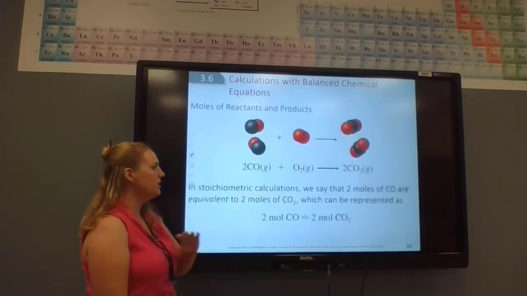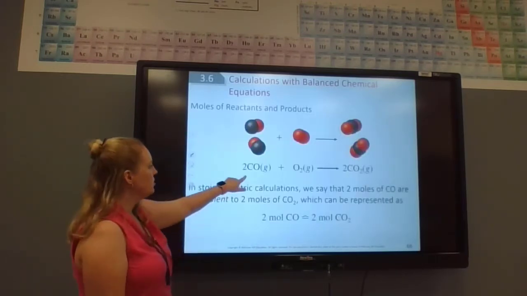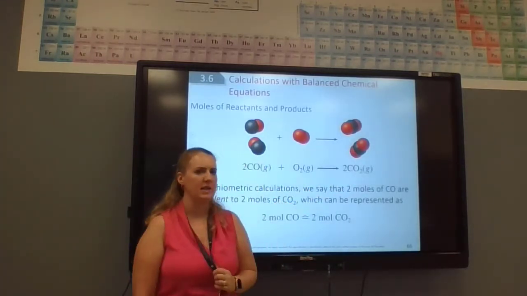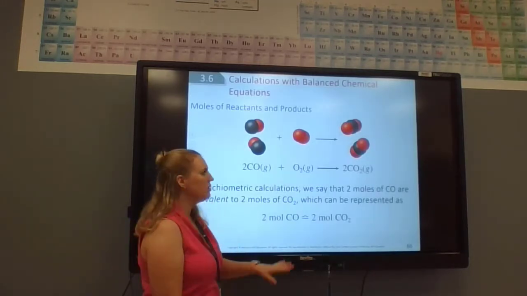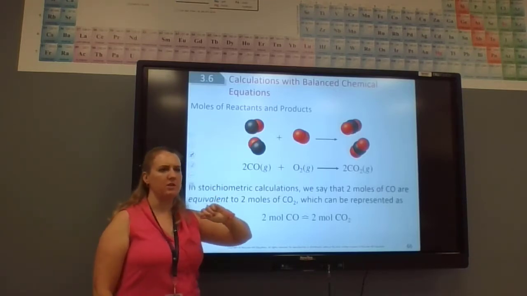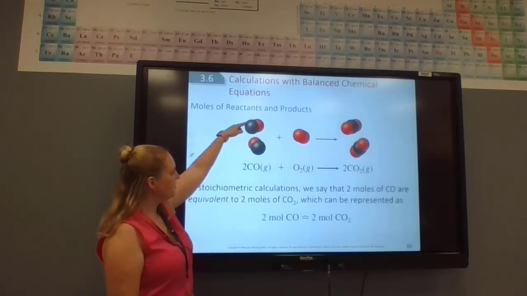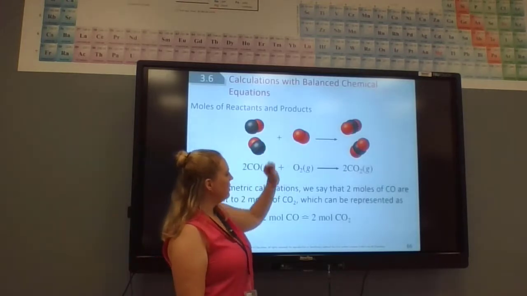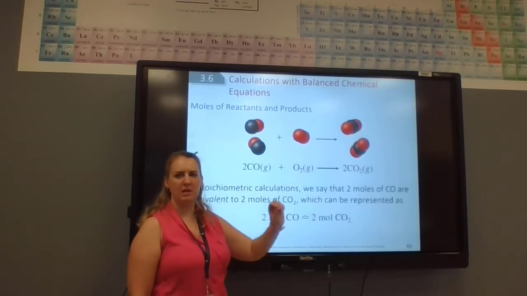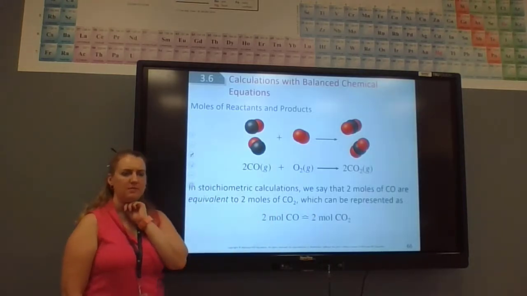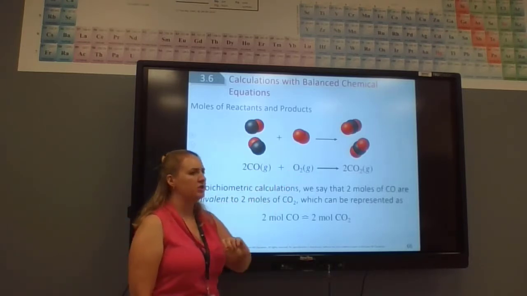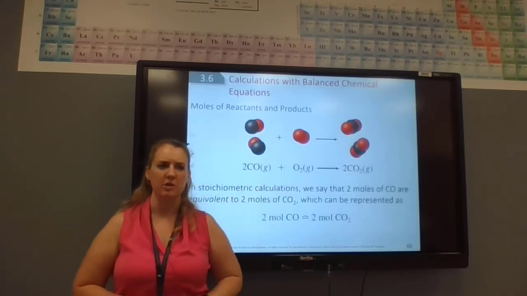So first of all, let's look at a simple balanced equation. 2 carbon monoxides plus an oxygen makes 2 carbon dioxides. So here's back to our little ball and stick figures. The black ones are the carbons, the red ones are the oxygens. So I have 2 molecules of carbon monoxide, 1 molecule of oxygen, 2 molecules of carbon dioxide. Is this equation balanced? Yes, I have the same number of carbons at the start and the end and the same number of oxygens at the start and the end. It's already a balanced equation.